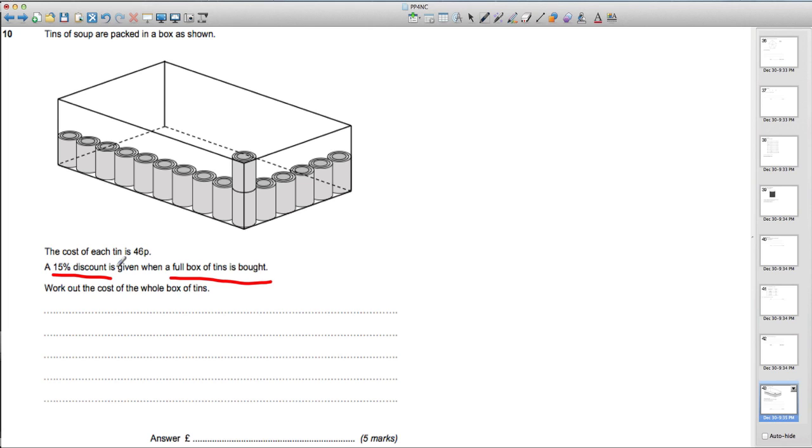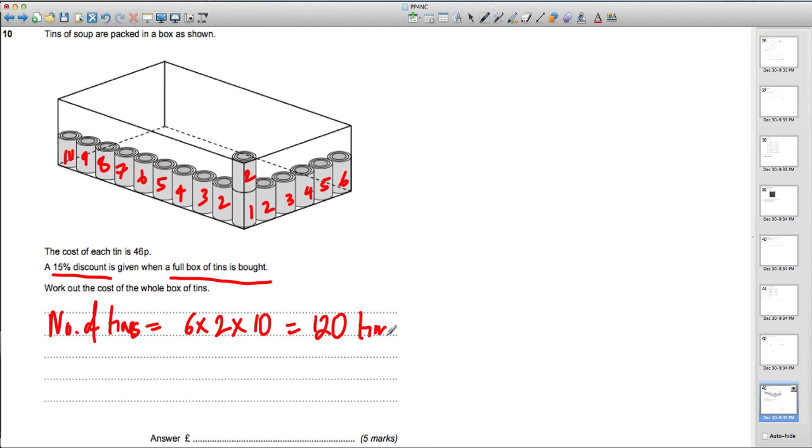So, looking at the box here, we've got 1, 2, 3, 4, 5, 6 can fit across, 2 can fit up, and 1, 2, 3, 4, 5, 6, 7, 8, 9, 10 can fit back. So therefore, the number of tins must be 6 times 2 times 10, which is 120 tins.